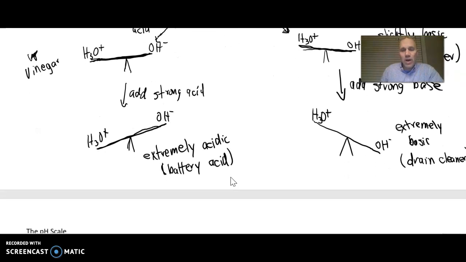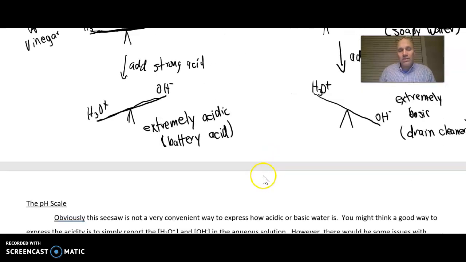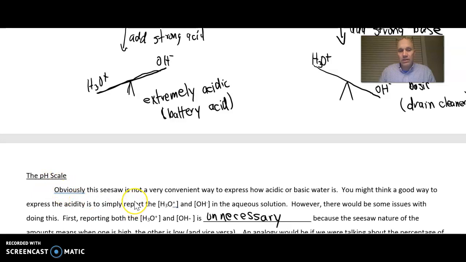If we wanted to give a practical way to describe how acidic or basic something is, we basically want to take this information and turn it into something numeric, a quantitative way of doing that. And that's what the pH scale is.